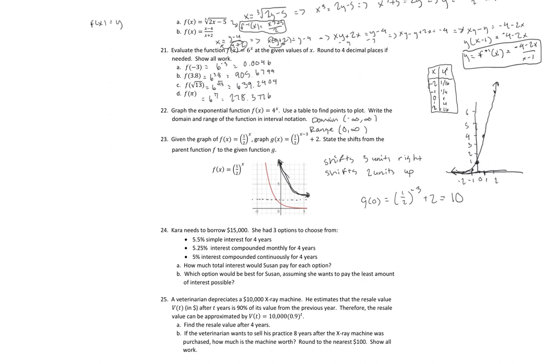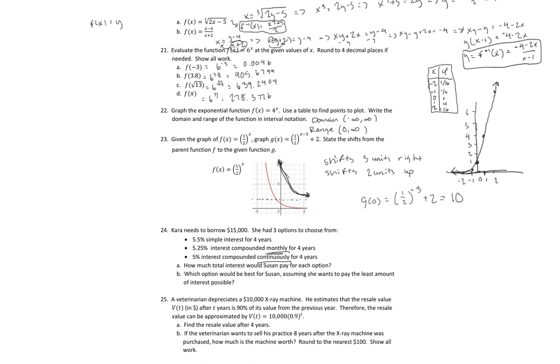All right, so for number 24, we have Kara needs to borrow $15,000, and she has 3 options to choose from. She has 5.5% simple interest for 4 years, 5.25% interest compounded monthly for 4 years, and then 5% interest compounded continuously for 4 years. Part A asks, how much total interest would she pay for each option?